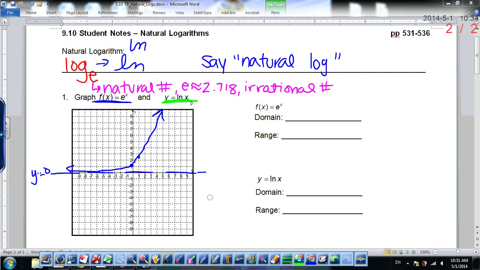All right, that is just a log parent function. What you're thinking is y equals log base e of x, because ln stands for log base e. So where's the asymptote in a log parent function? X equals 0. What's a point that we know is on every log parent function? 1, 0. And then we'd have another point at approximately 2.718, 1.